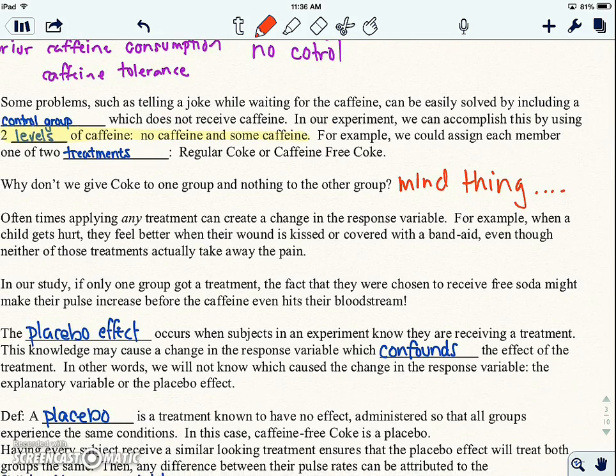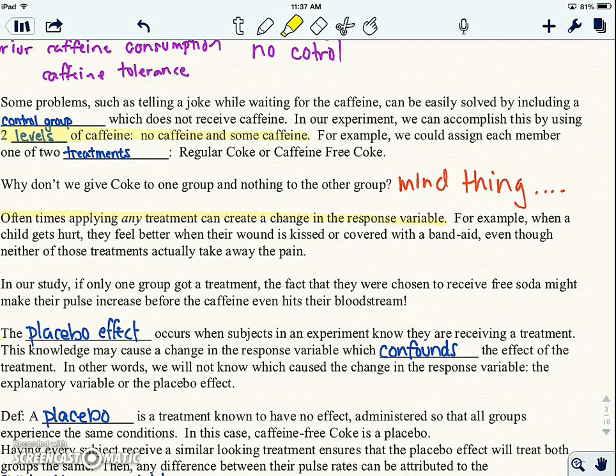So here's the deal. Often, applying any treatment can create a change in the response variable. For example, when a child gets hurt, they feel better when their wound is kissed or covered with a Band-Aid, even though neither of those treatments actually take away the pain, okay? In our study, if only one group got a treatment, the fact that they were chosen to receive free soda might make their pulse increase before the caffeine even hits their bloodstream.